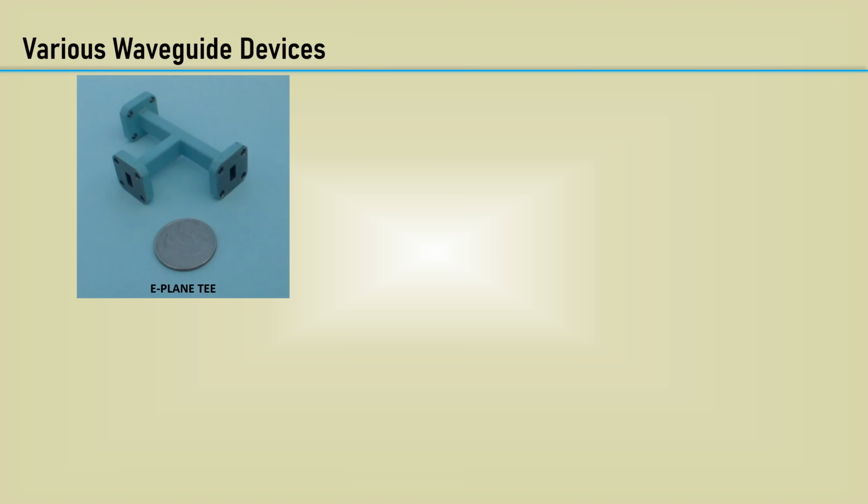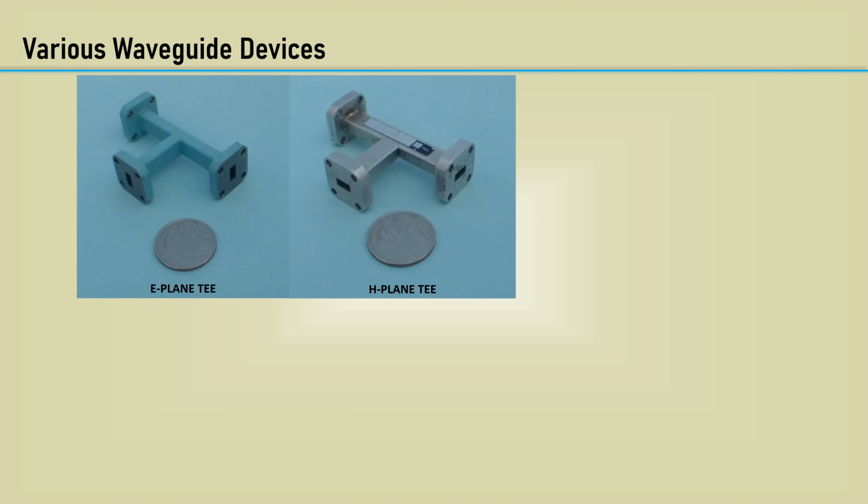Here are some pictures of some various waveguide devices. A power divider can be made from a T construction. Here's an E-plane T. If the signal is input in the middle, one side of each T will have the signal 180 degrees out of phase with the other. In the case of the H-plane T, the signals will be in phase with each other.